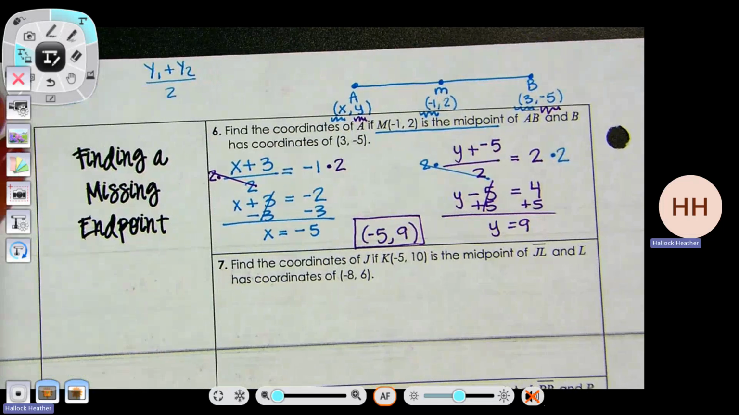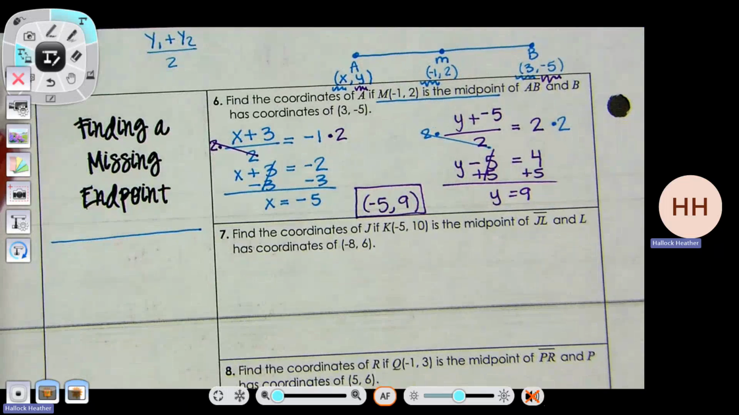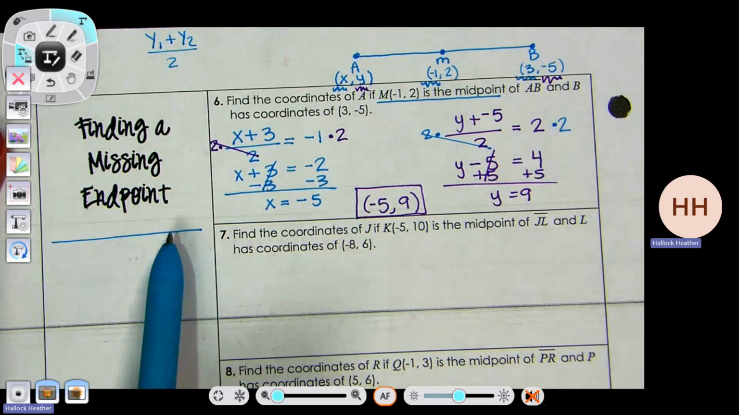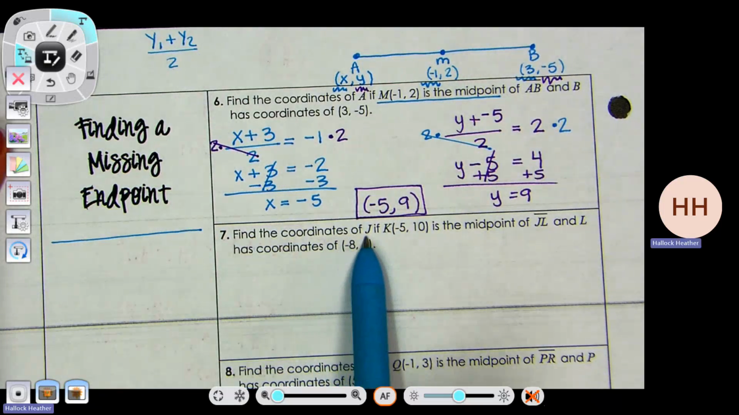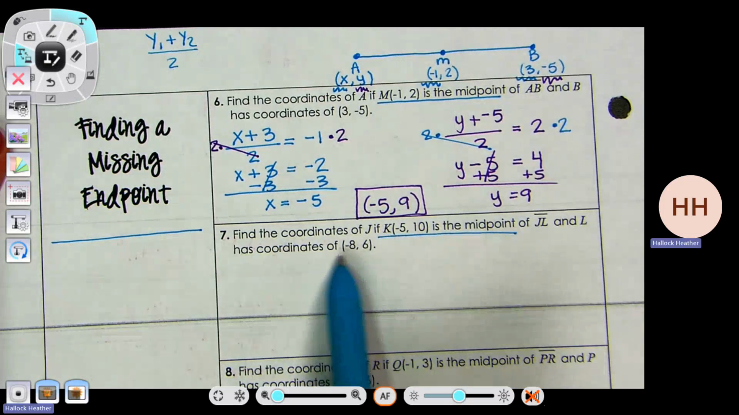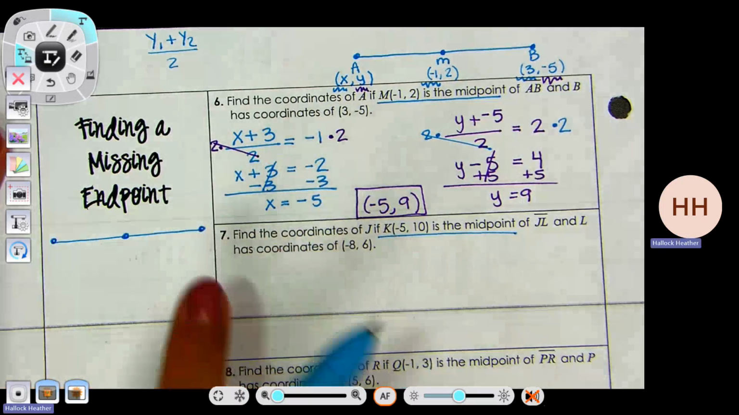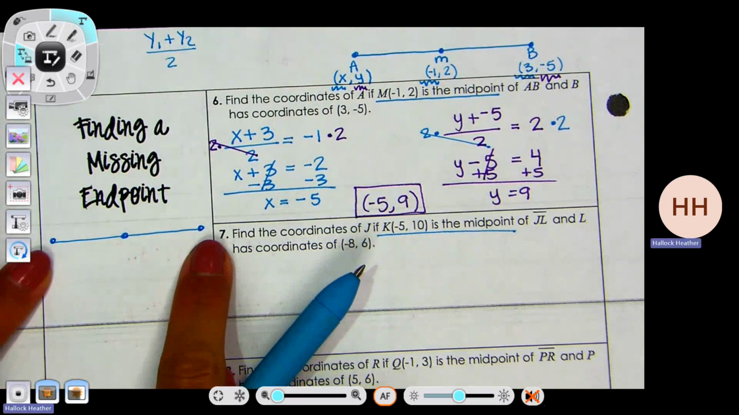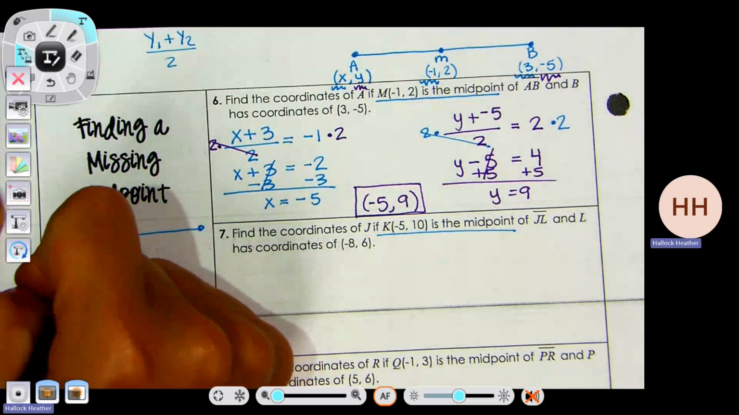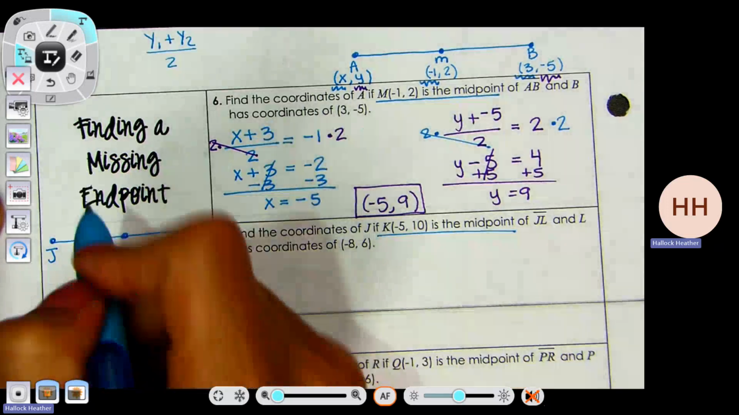Let's draw a picture. I'm going to use this open side space to draw my picture. So some of you will be able to do this without the pictures, but I'm always going to draw the pictures because it helps you connect what you're even talking about, okay? So I have a little line. It says, find the coordinates of J if K is the midpoint of JL and L has the coordinates of -8, 6. So I know I have 3 points. I know I have a middle point. What are the two end letters? Perfect. J and L. In the middle is K because it says K is the midpoint.